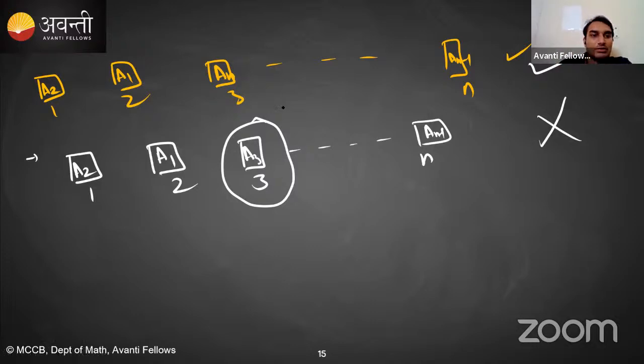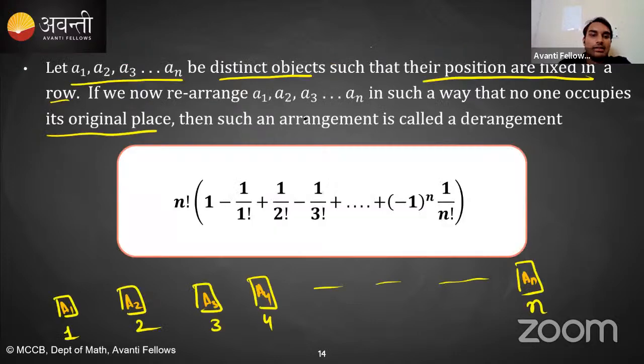Is this clear, everyone? So did you understand the meaning of derangement? So what is the required number of ways? If there are n persons to be arranged in n seats such that no person is placed in their original seat, it means n factorial into 1 minus 1 upon 1 factorial plus 1 upon 2 factorial minus 1 upon 3 factorial and so on, up to minus 1 raised to the power n, 1 upon n factorial.